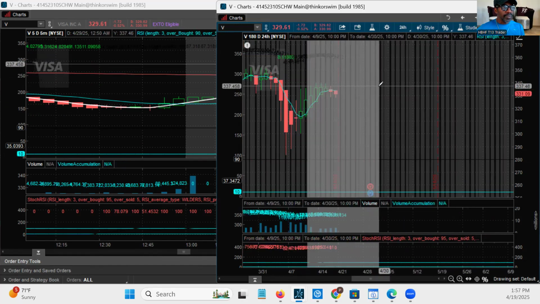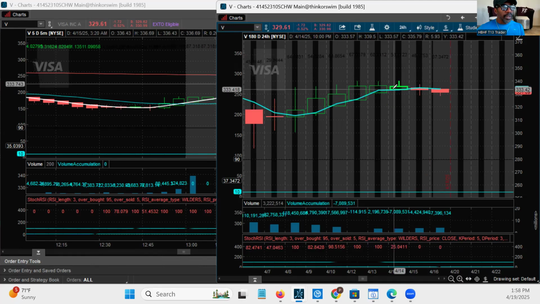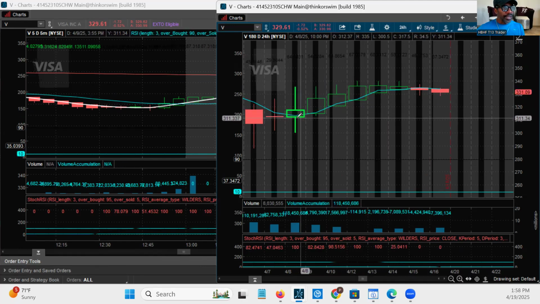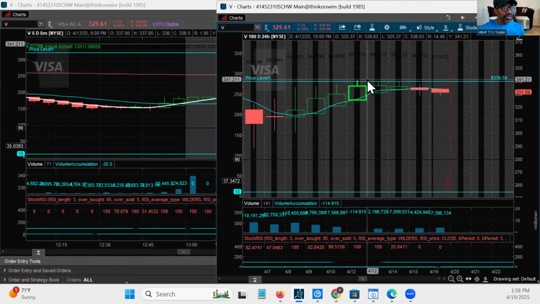It established three market highs. Look at this. One, two, three. Look at that. Three market highs on the 14th. I want you to be able to see that. Can you see that?